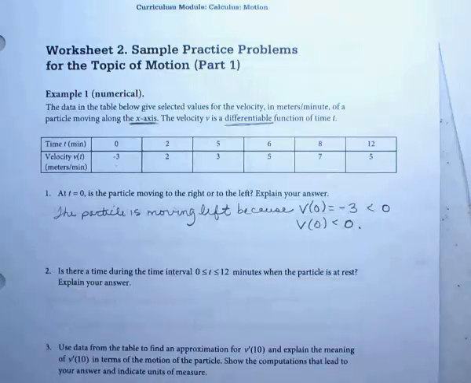Could I have used words instead of symbols? Could I have said, the particle is moving left because the velocity at time equals 0 is -3, which is less than 0? Yeah, they're going to take your words. Explain your answer could mean words or it could mean symbols. That's a very common thing you'll see on an AP free response question. Explain your answer means you can do it with symbols or words.